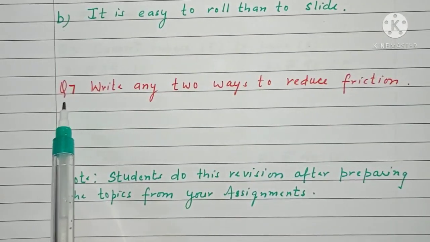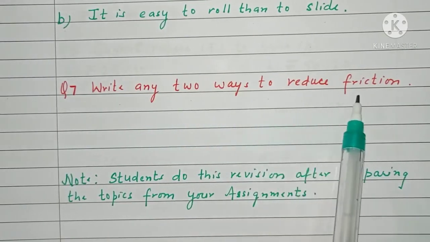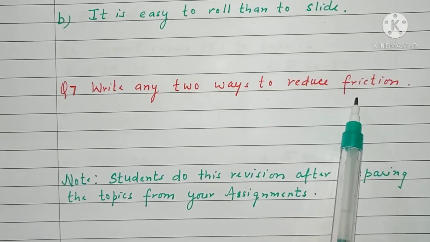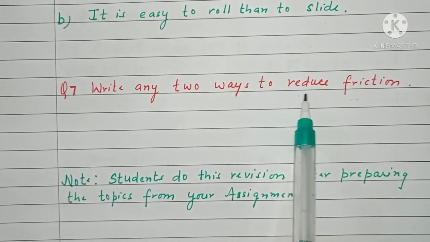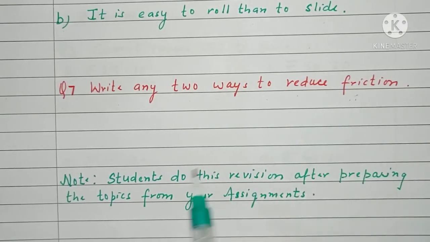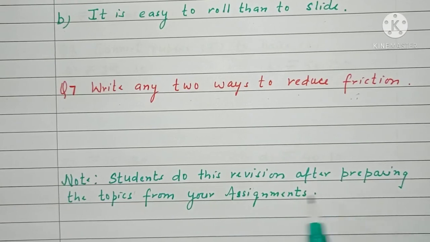In question number 7, you have to write any 2 ways to reduce friction. Any 2 ways. We have done 4 to 5 ways, so please write any 2 ways to reduce friction. So students, do this revision after preparing the topics from your assignment.